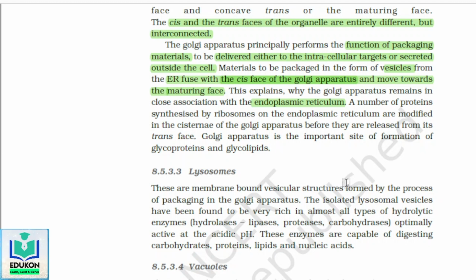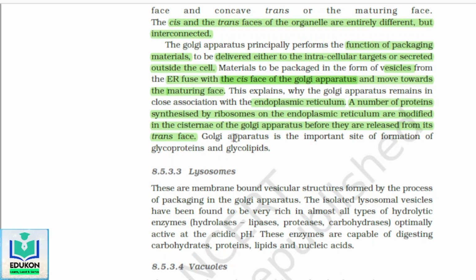secreted outside the cell. A number of proteins synthesized by ribosomes on the endoplasmic reticulum are modified in the Golgi complex before they are released from the trans phase. Okay, see here, the number of proteins synthesized by ribosomes, ribosomes are present on the endoplasmic reticulum. So these proteins are modified. Remember this, modified in the cisternae of the Golgi apparatus.